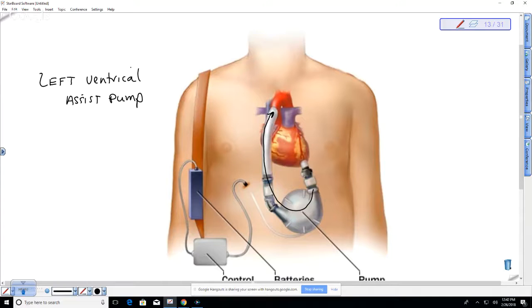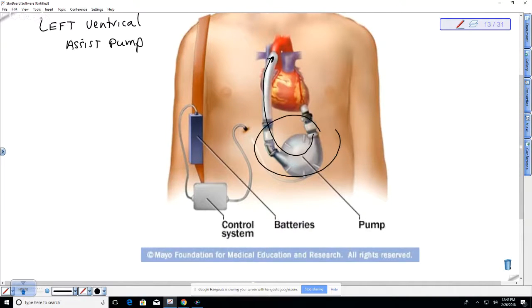Okay. So this part, actually, you do not see that at all. So that is actually underneath their diaphragm in their abdominal cavity, and then they have to carry around a battery pack with them. So you might see people that have this.